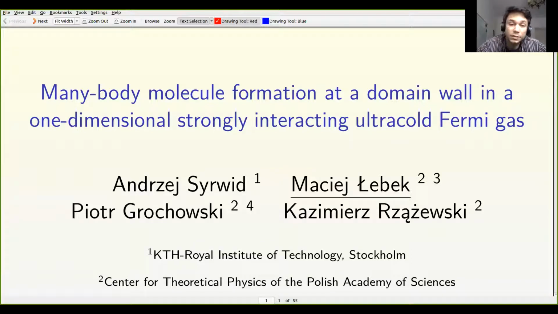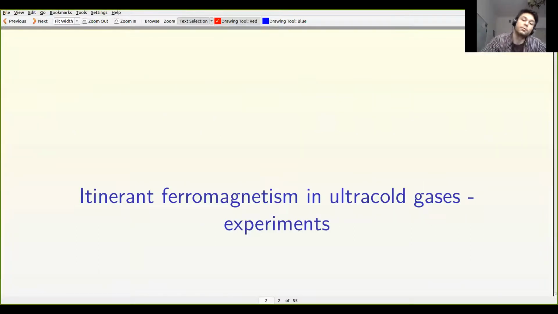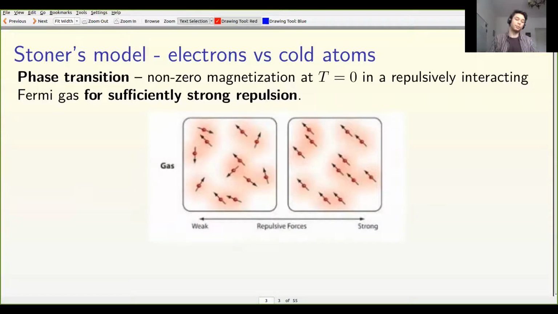Okay, so before I start talking about our research, I would like to briefly review the problem of ferromagnetism in ultra-cold gases. So we will be talking about some experimental results that, of course, are not mine. I'm just giving this as an inspiration to our theoretical investigation. And you have to know that I will be talking about a peculiar form of ferromagnetism that is kind of different than ferromagnetism related to, for example.